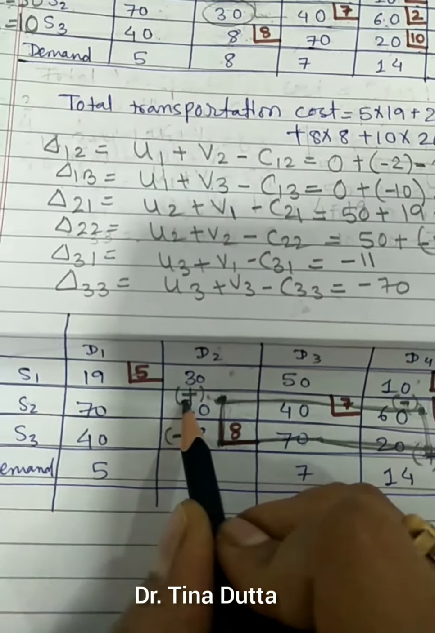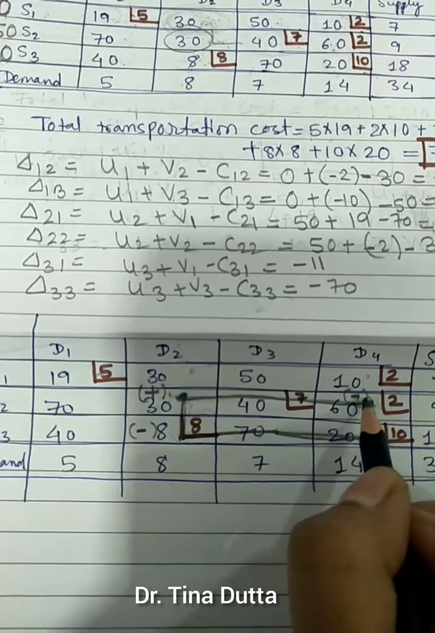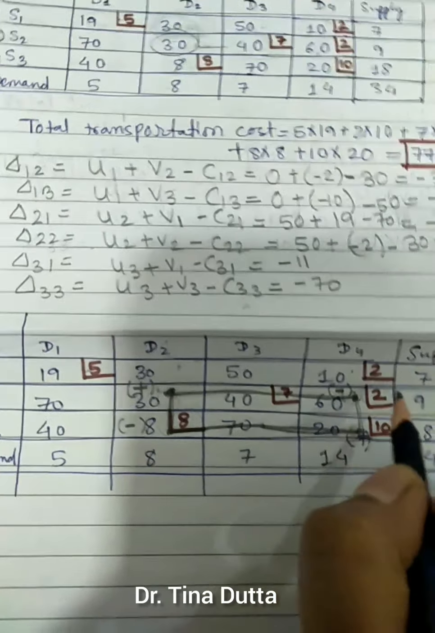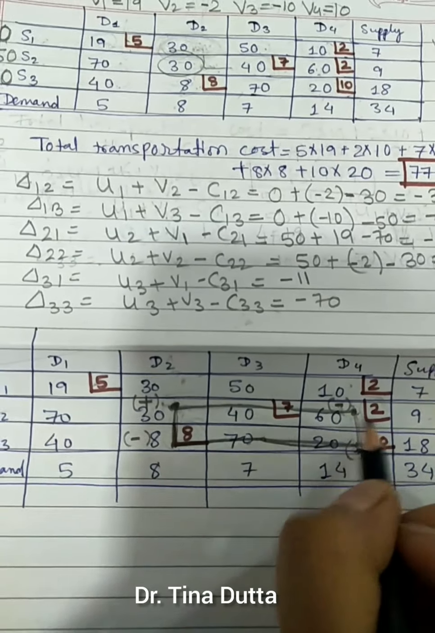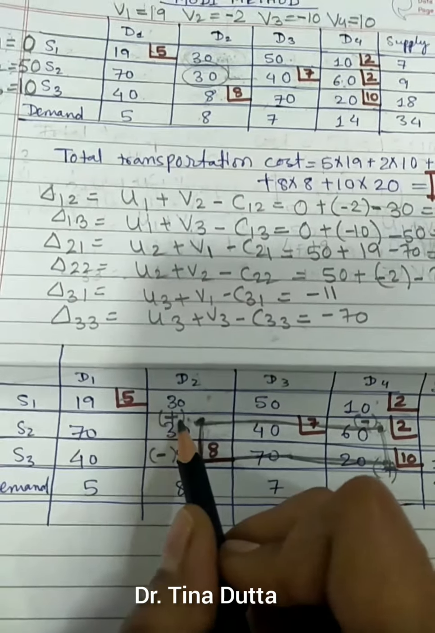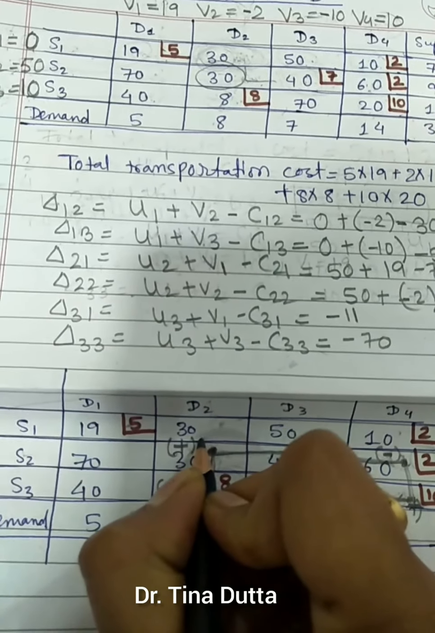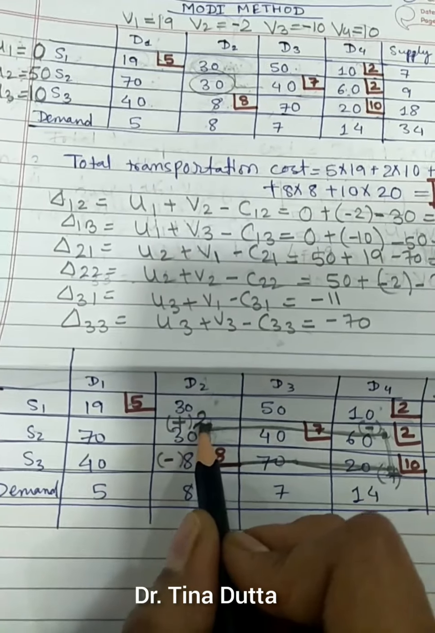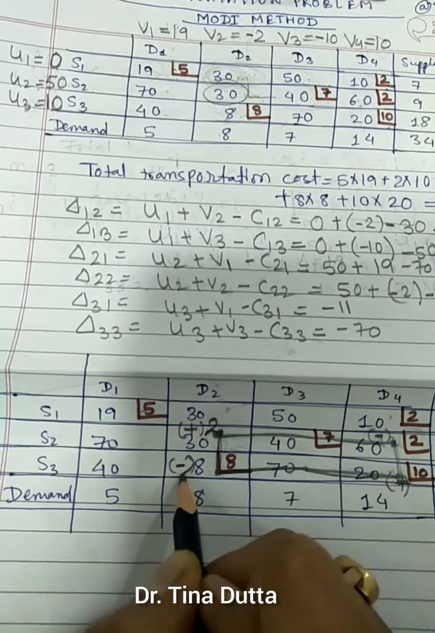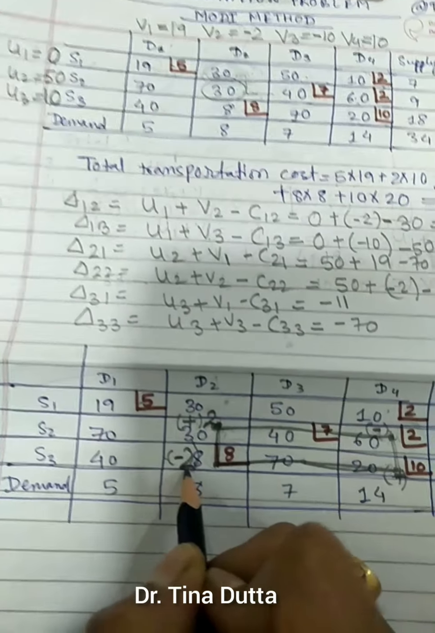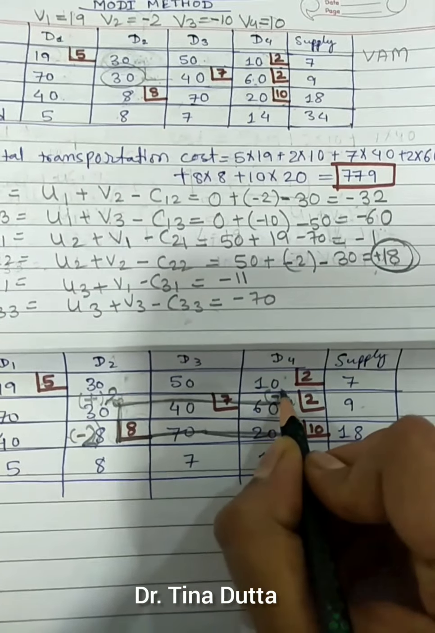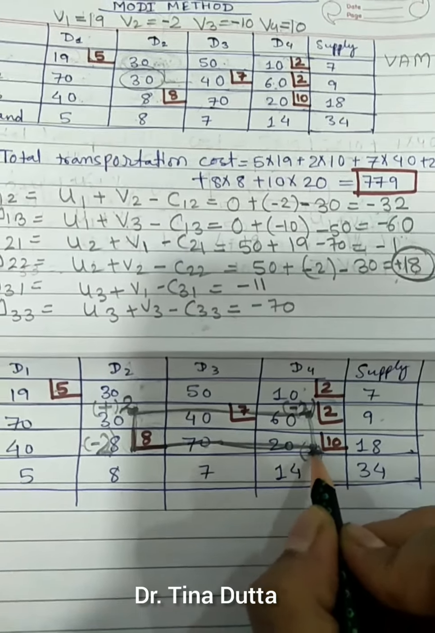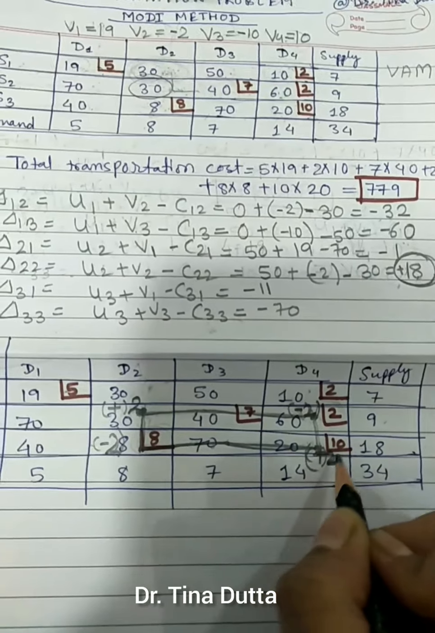How many goods can I allocate here? It will be the minimum of the goods allotted at the corner points. So here 2 goods were allotted, here 8 goods were allotted. So how much can I allot here? I will add 2 goods here, the minimum of 2 and 8. If I am adding 2 goods here, that means I have to subtract 2 goods from here. So it is minus 2. I have to subtract 2 goods from here also, minus 2, and then for balancing I have to add 2 goods here. It is plus 2.